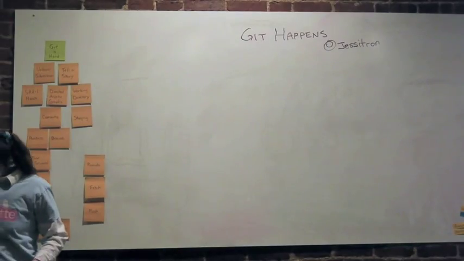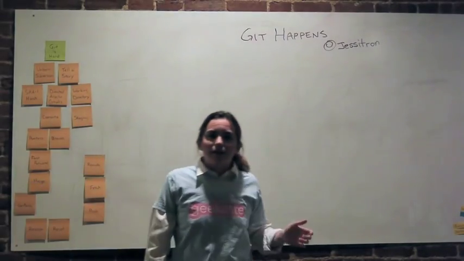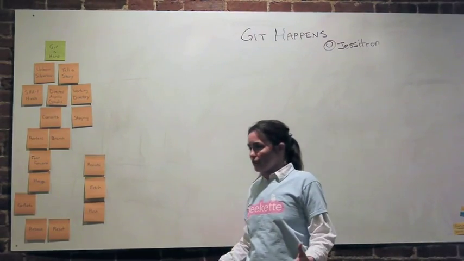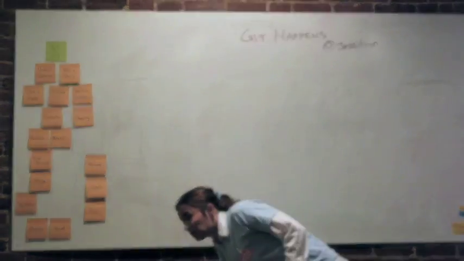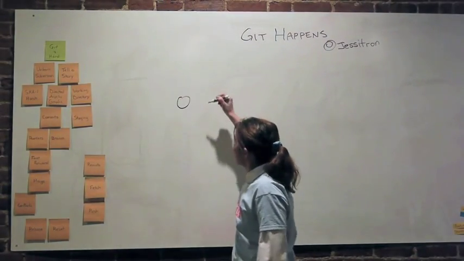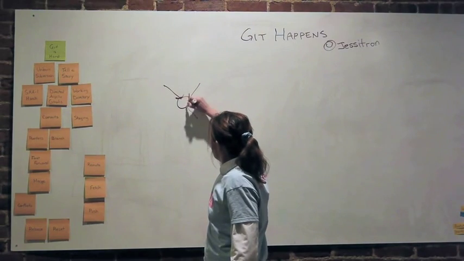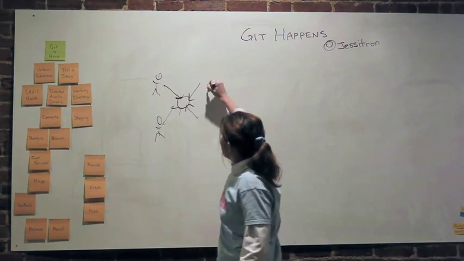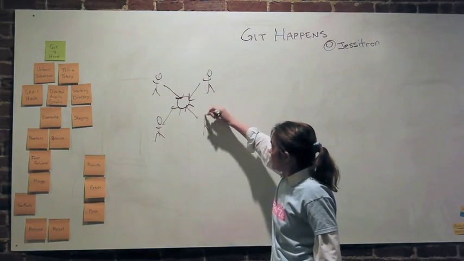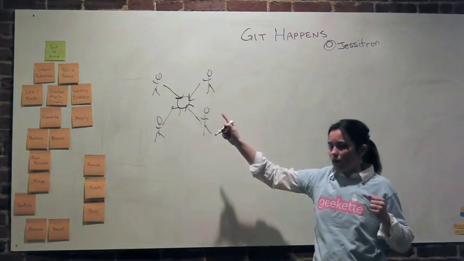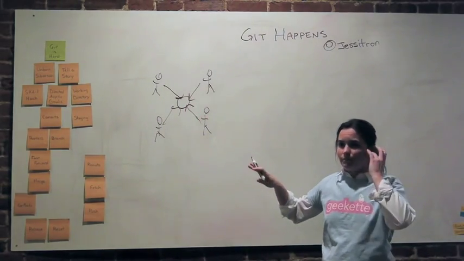Next step, unlearn Subversion. There's two major differences between Git and Subversion. The first one is obvious, because Git is a distributed version control system, and Subversion is centralized. So if this is Subversion, and this is your team, everybody is putting their changes into the centralized repository, which means whenever you put your changes and you get them wrong, you're breaking everybody's build.